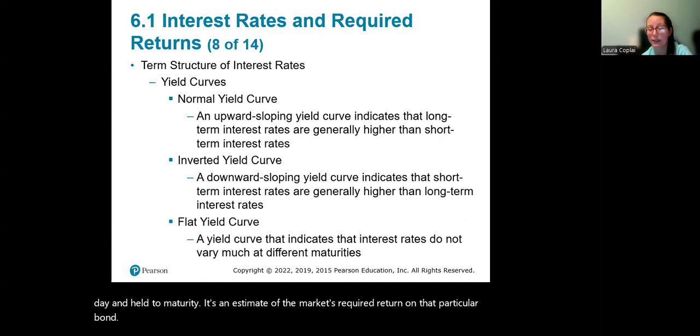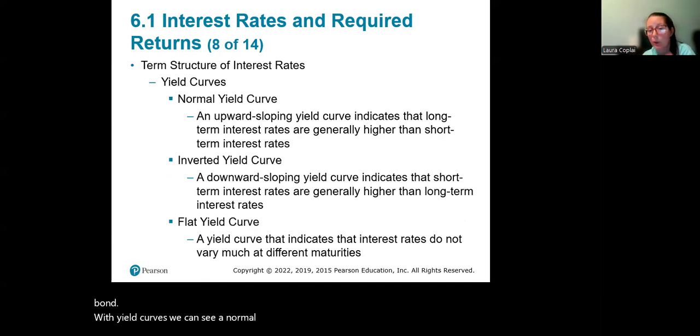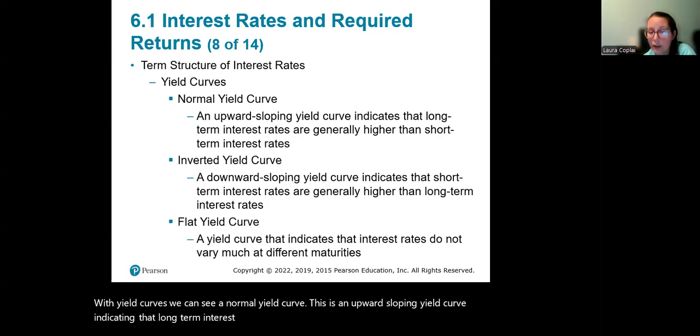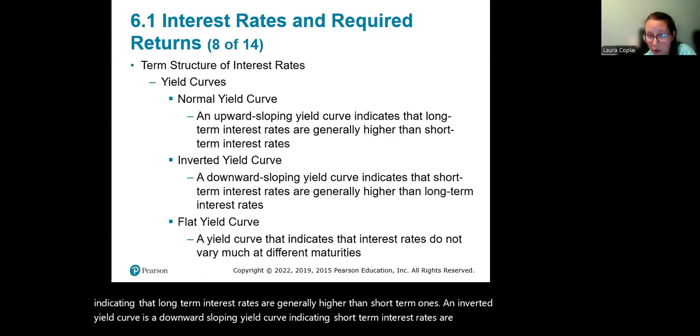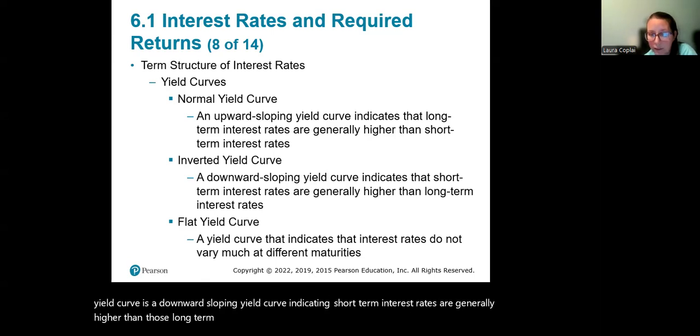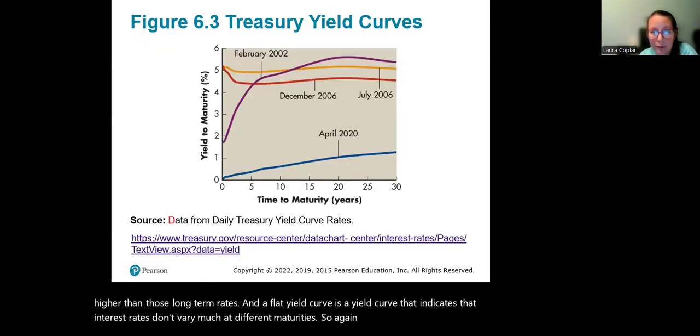With yield curves, we can see a normal yield curve. This is an upward sloping yield curve, indicating that long-term interest rates are generally higher than short-term ones. An inverted yield curve is a downward sloping yield curve, indicating short-term interest rates are generally higher than those long-term rates. And a flat yield curve is a yield curve that indicates that interest rates don't vary much at different maturities. So again, that's going to be a flat one.